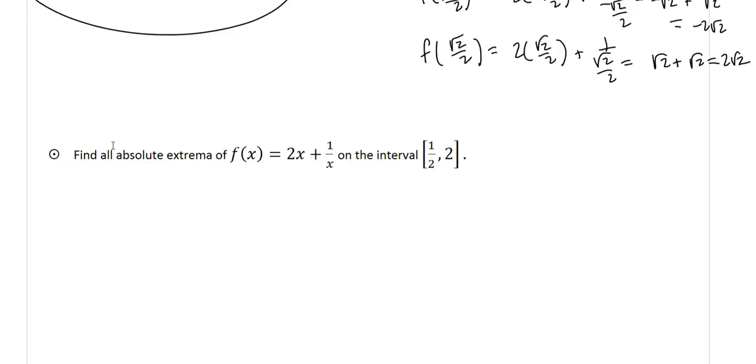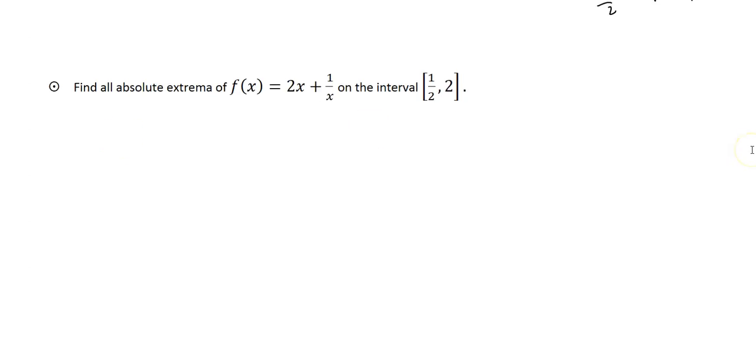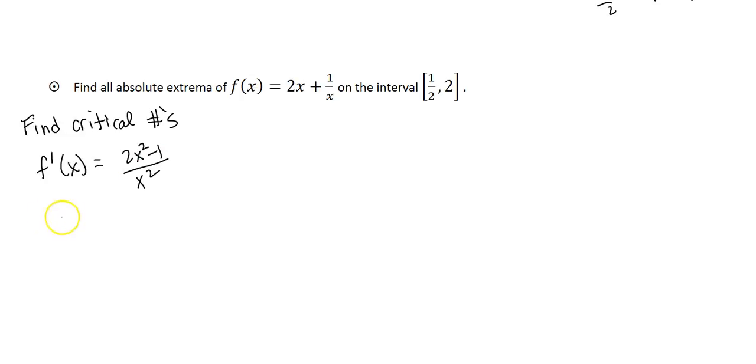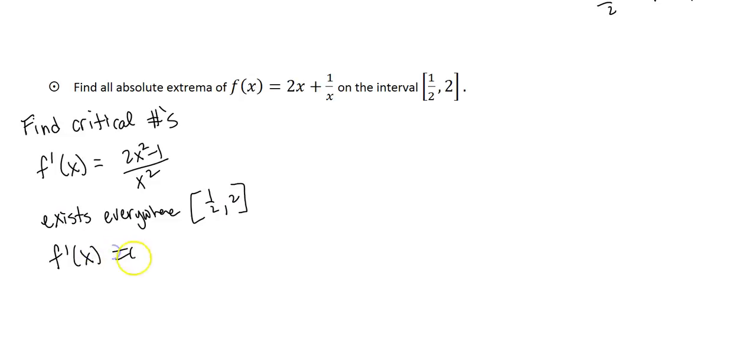Now in 3.1, you were asked to find the absolute extrema of a function on a closed interval. So again, this is finding the critical numbers first. So again, you find the derivative. I'm not going to go through the work of that, but you get 2x squared minus 1 over x squared. And it exists everywhere in the closed interval, because the only place that it doesn't exist is 0. So we're okay there. And f prime of x is equal to 0 when 2x squared minus 1 equals 0.